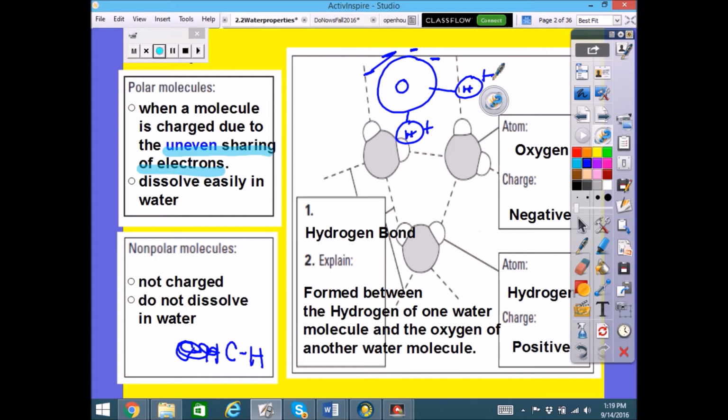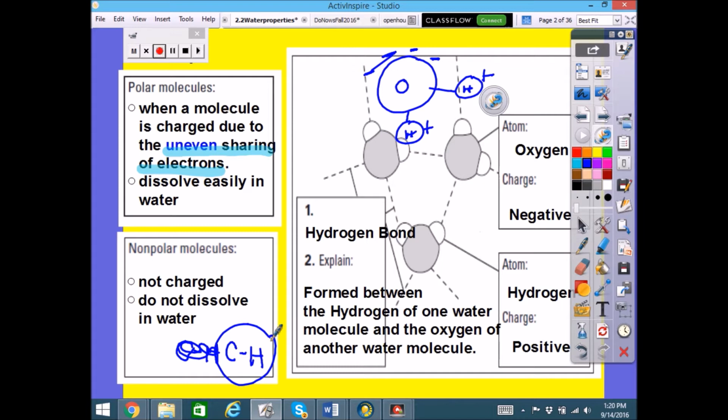Items that are non-polar have no charge. So these are very stable elements and they're not going to dissolve in water. They're what we call hydrophobic. So they're not charged, they are not going to dissolve in water because they're usually made up of a whole bunch of carbons and hydrogens. That's why they're not polar. They're very stable molecules.